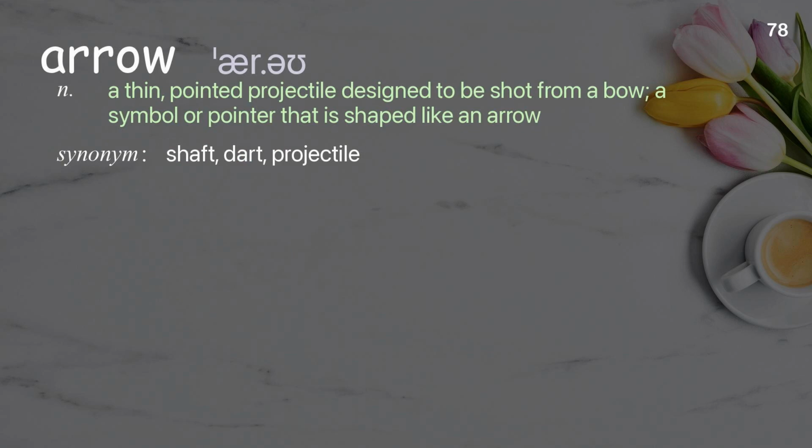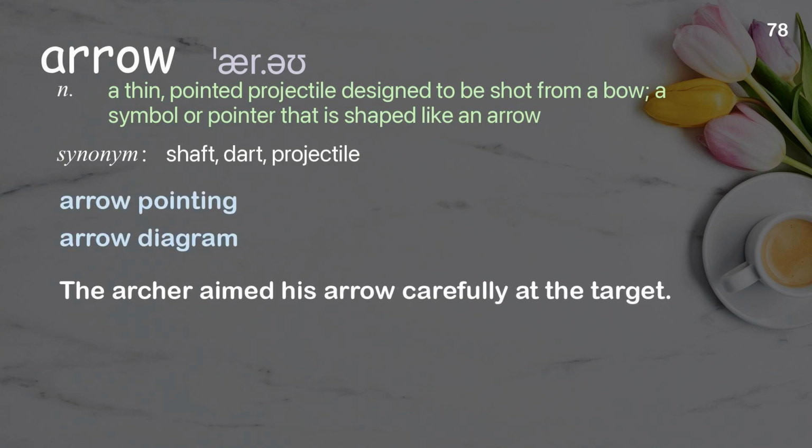Arrow: A thin, pointed projectile designed to be shot from a bow, a symbol or pointer that is shaped like an arrow. Examples: Arrow pointing, arrow diagram. The archer aimed his arrow carefully at the target.